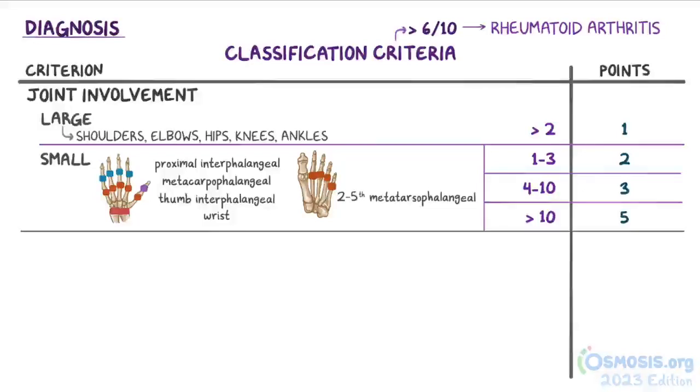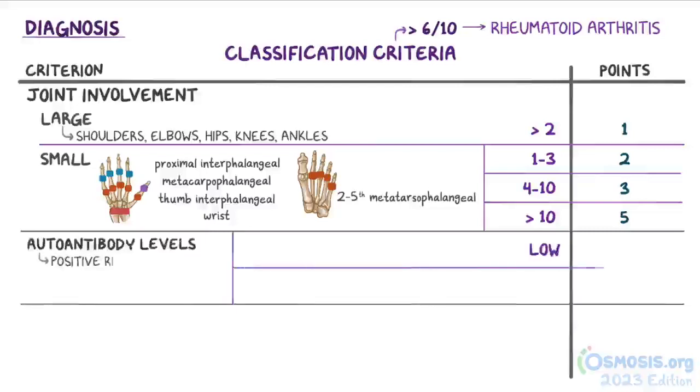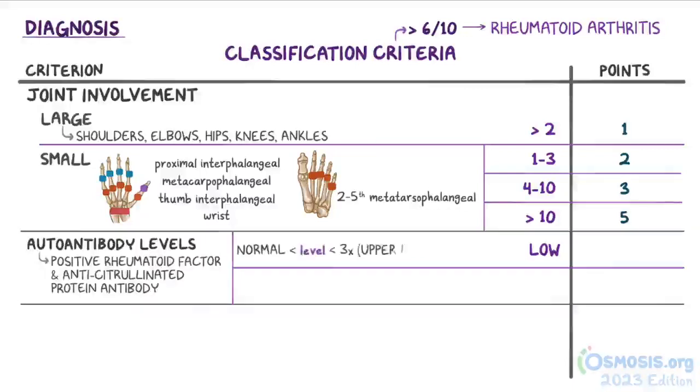The second criterion gives points based on the autoantibody levels. If there's a low positive rheumatoid factor or anti-citrulline protein antibody, meaning above normal but below 3 times the upper limit of normal, that gives 2 points. If there's a high positive rheumatoid factor or anti-citrulline protein antibody, meaning more than 3 times the upper limit of normal, then that gives 3 points.